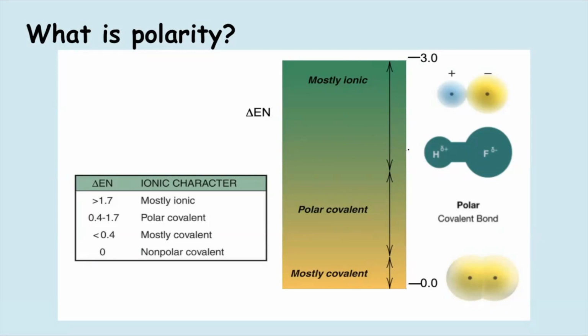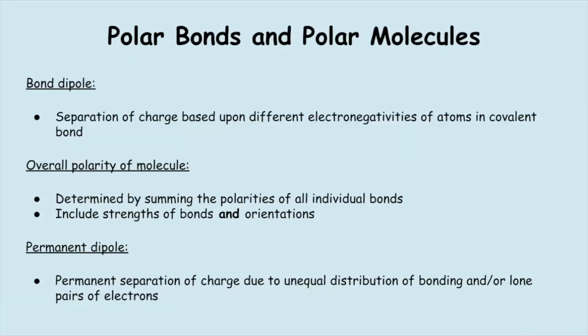This results in an uneven distribution of electrons between the two atoms. And you can see this due to the partial negative charge and the partial positive charge. Key terms that we discussed in lecture. So first, bond dipole is the separation of charge based upon different electronegativities of atoms in covalent bonds.